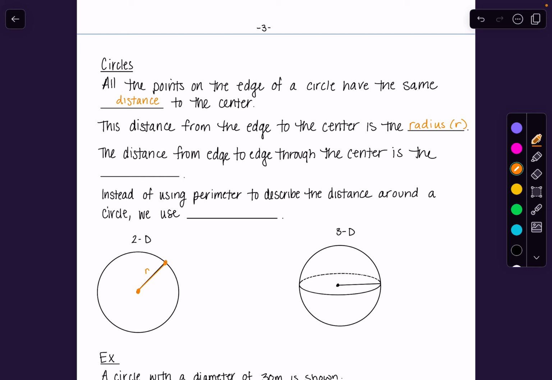But if I go ahead and draw a line from side to side straight through the center, that's really the radius and the radius. So it's 2 times the radius. This is called the diameter, which is indicated with a D. So the distance from edge to edge through the center is the diameter.